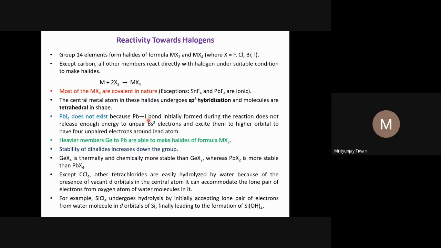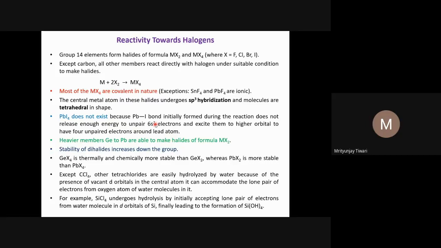The electronic configuration of the outermost shell of lead is 6s2 6p2. The two p electrons will first make bonds with two iodine atoms, and once the two Pb-I bonds are formed, energy will be released. If that energy is enough to excite the 6s2 electrons, one of these electrons will get excited and go to a vacant p orbital.